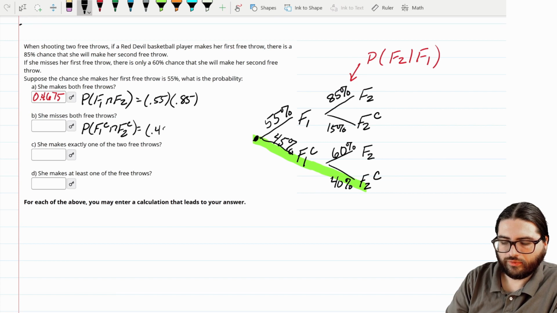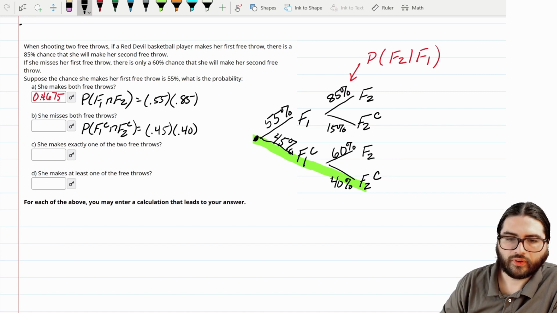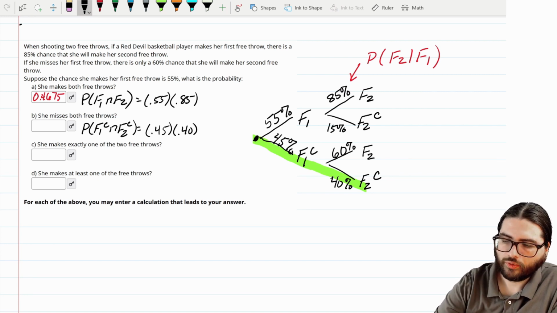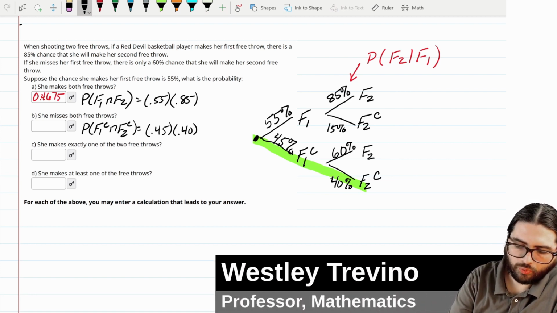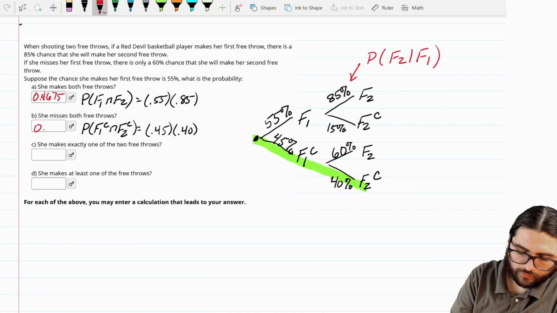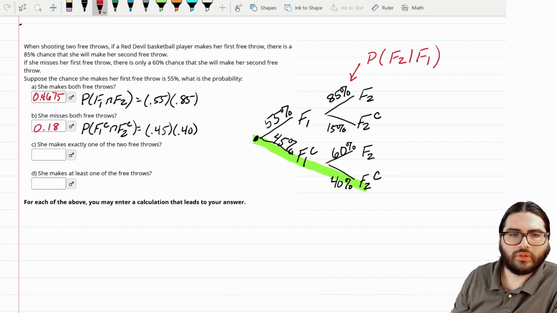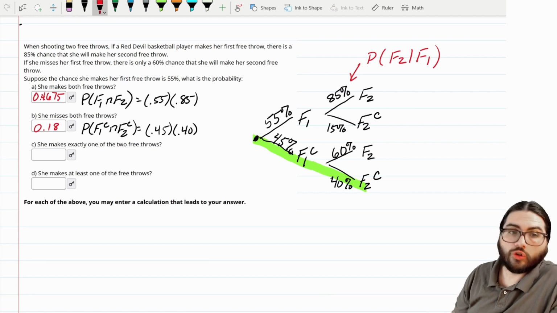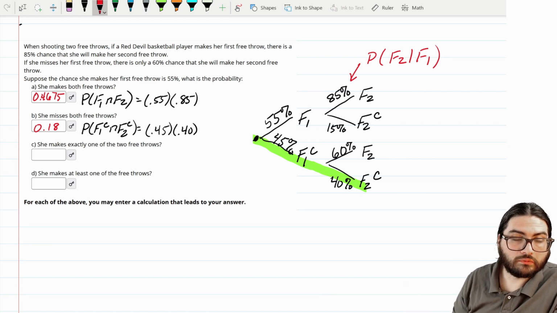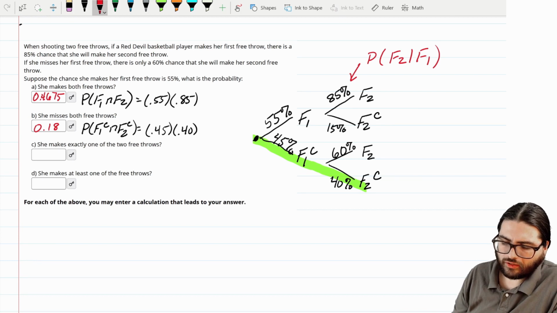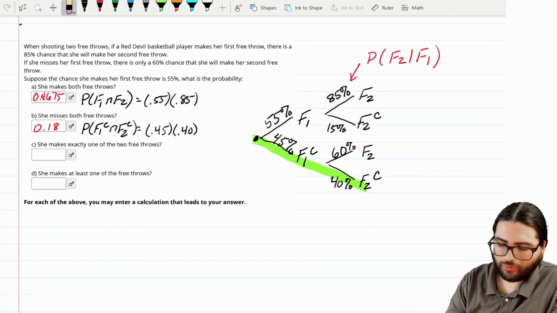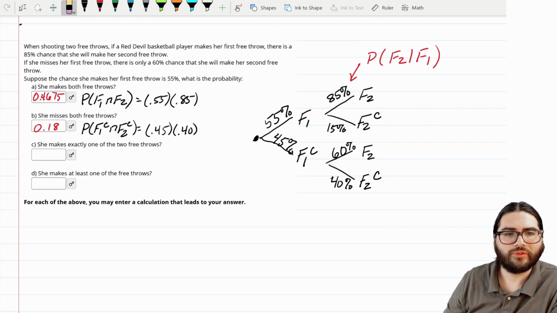Following my tree, 45% times 40%, 0.45 times 0.40 is 0.18, or 18%. I believe we'll need to type that in as a decimal. You could type that in as a fraction. Again, 18 over 100, the same as 9 over 50, whichever way that you like to see these. So, not a great chance, right? But that's all right, because we don't want her to miss the free throws. We want her to make those free throws.